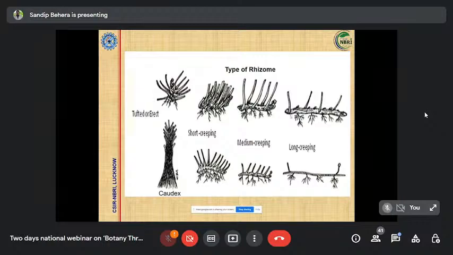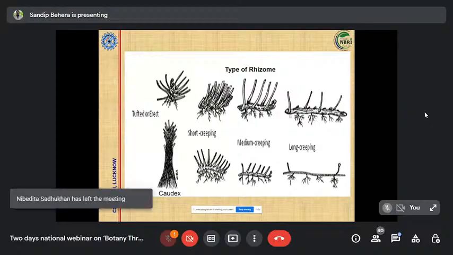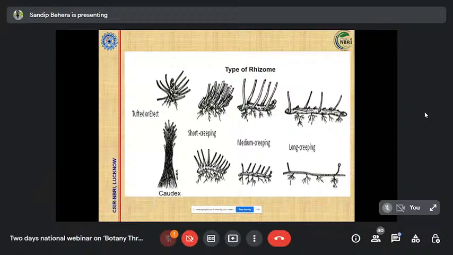This is the type of rhizome. Rhizome is also an important identifying character while identifying the plants. In some cases it is a creeping rhizome. For example, in the Polypodiaceae group of plants, you'll find the creeping rhizome. In some it is short creeping, some erect, some a caudex. As I have shown you, Cyathea spinulosa is a tree fern. In tree fern, the rhizome is a caudex. So some are medium creeping, some are long creeping. These are the identifying characters of the rhizome.